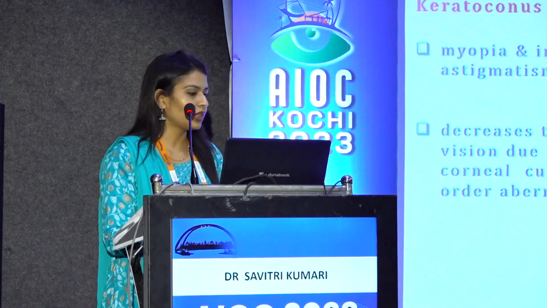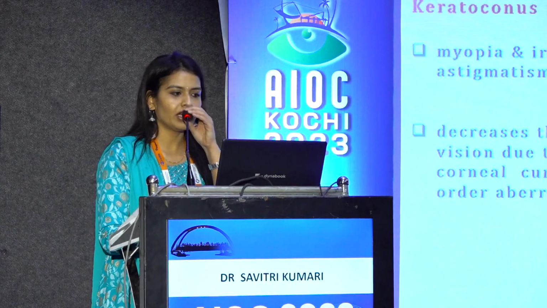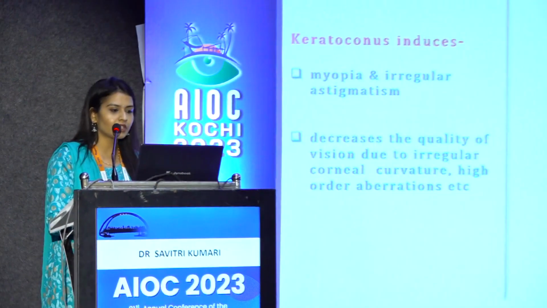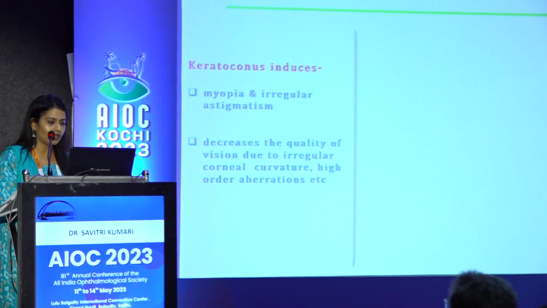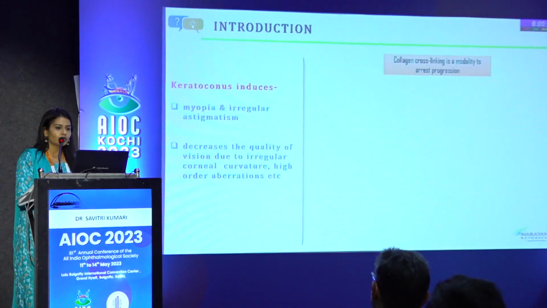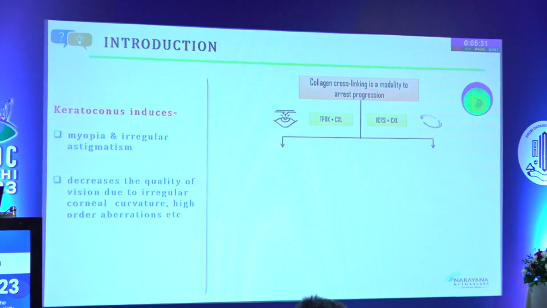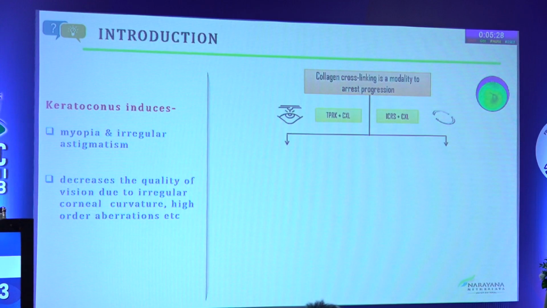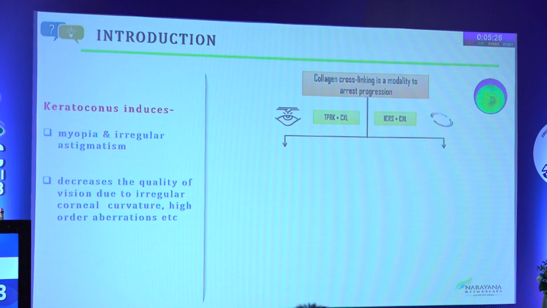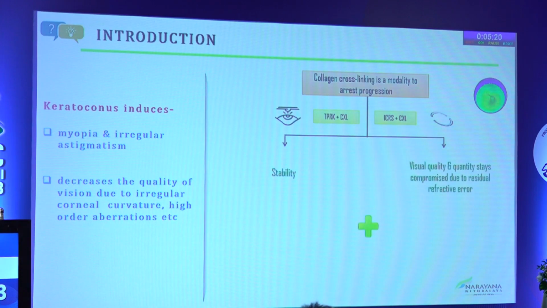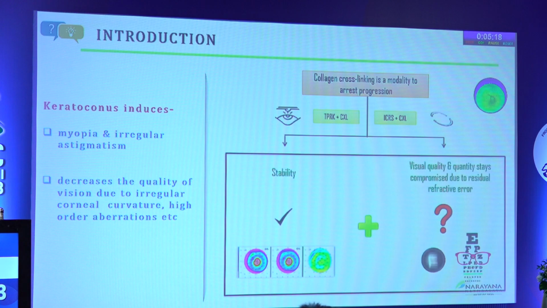So, to begin with, we all know that keratoconus induces myopia and irregular astigmatism. It decreases the quality of vision due to irregular corneal curvature, high order aberrations, etc. So, collagen cross linking is a modality to arrest progression. When it is combined with laser based cross linking and/or ICRS, it does confer stability to the eye, but at the same time, the visual quality and quantity is compromised due to the residual refractive error.